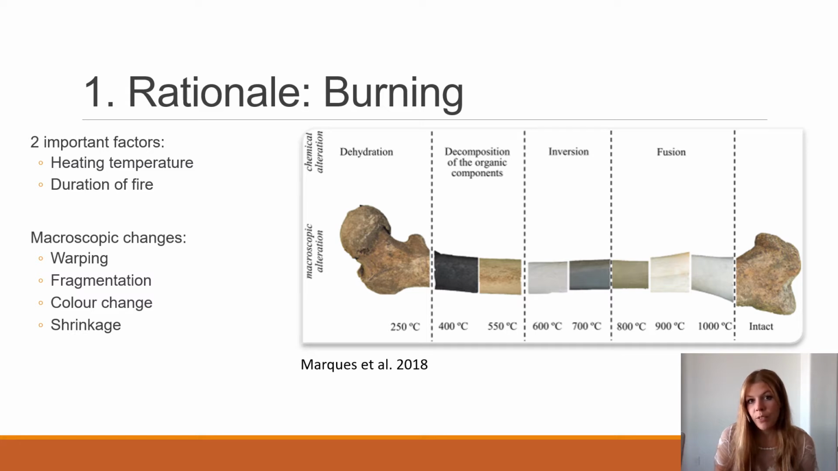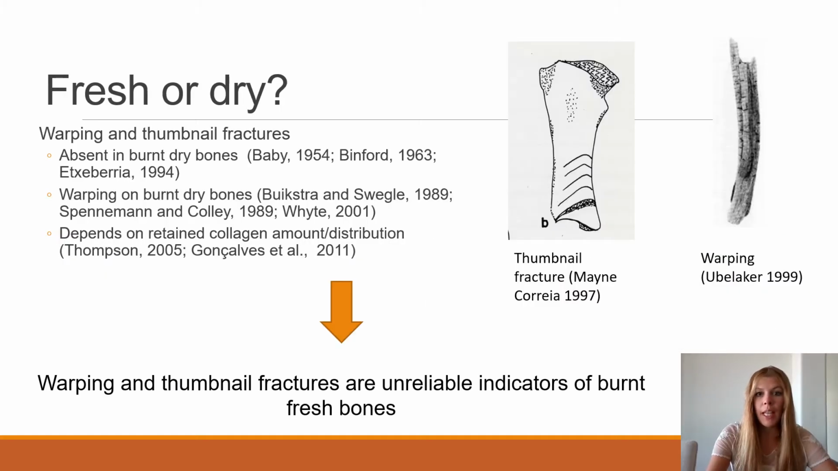Bone goes through a series of changes through burning, such as color change, warping, fragmentation, and shrinkage. Burning of the body can happen either when the body is fully fleshed or once it had decomposed to different degrees. Early studies mainly focused on establishing whether the bones were fresh or dry when burned. The techniques used were primarily microscopic techniques based on the presence of thumbnail fractures and warping, but later it was concluded that these fractures did not depend on the presence of soft tissue on bone, but rather the amount and distribution of collagen retained in bones.